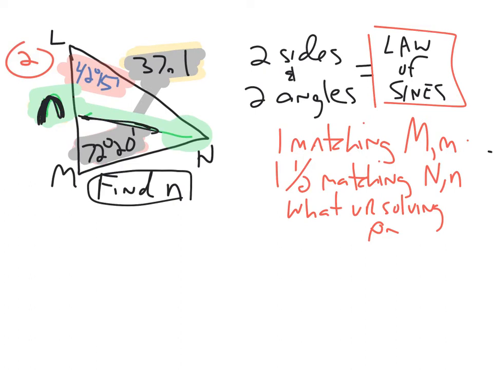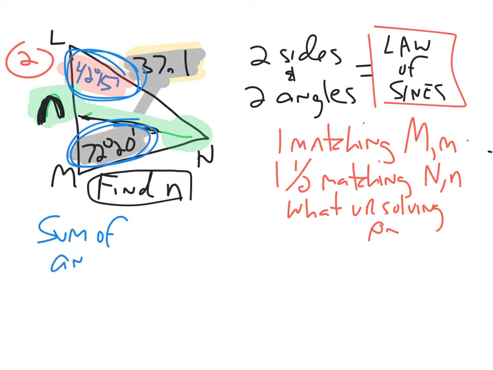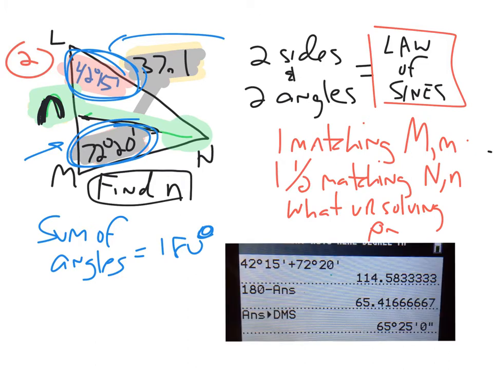The good news is they give you two of the three angles in the triangle. And since you know the sum of the angles is always 180 degrees, I'm going to add up these two angles that I'm given and then subtract it from 180 to get angle n. So here it looks like when I add up the 42 degrees 15 minutes and the 72 degrees 20 minutes, and then I do 180 minus that and I DMS my answer, it looks like angle n is going to be 65 degrees and 25 minutes.